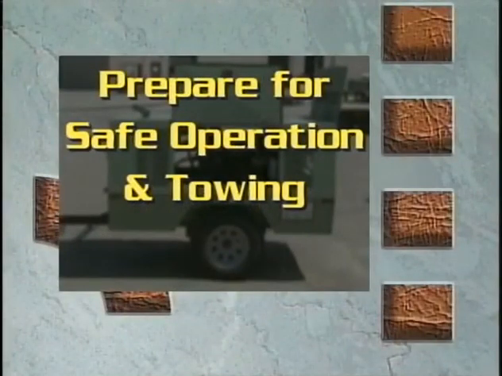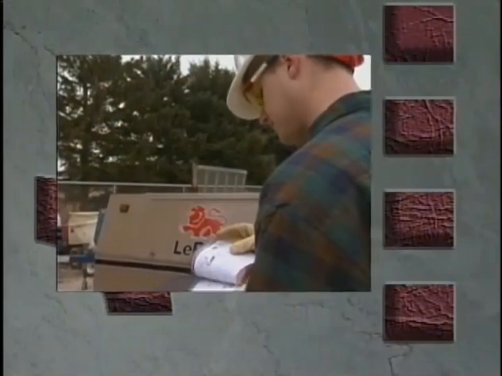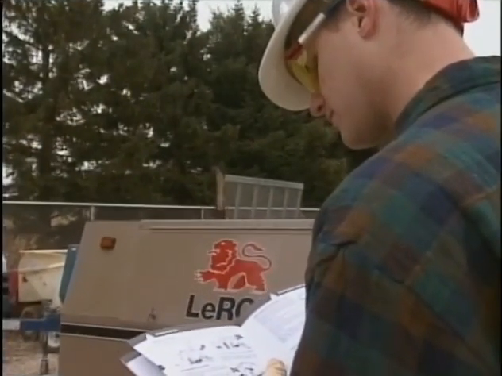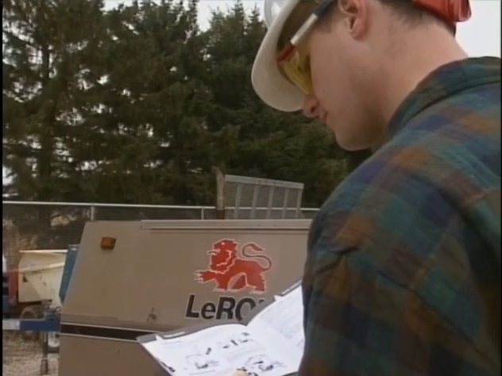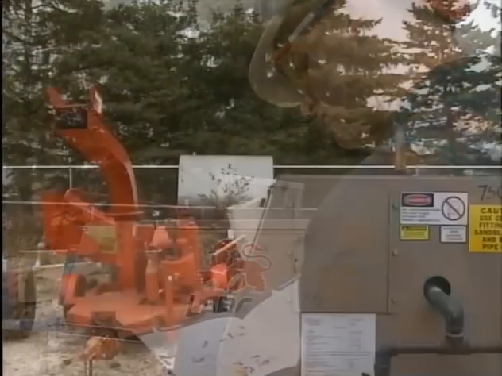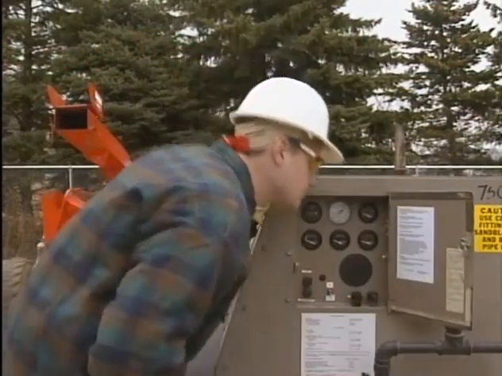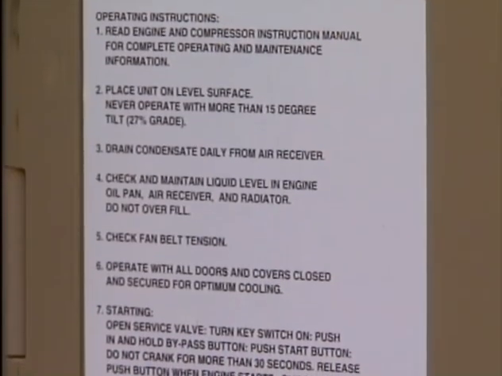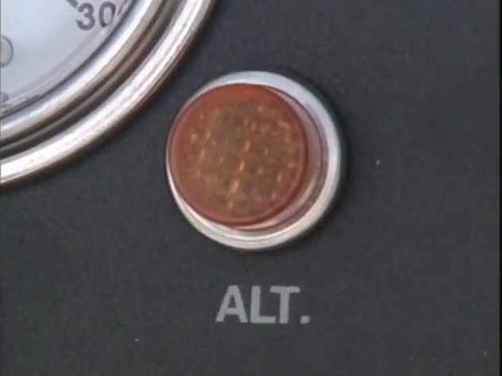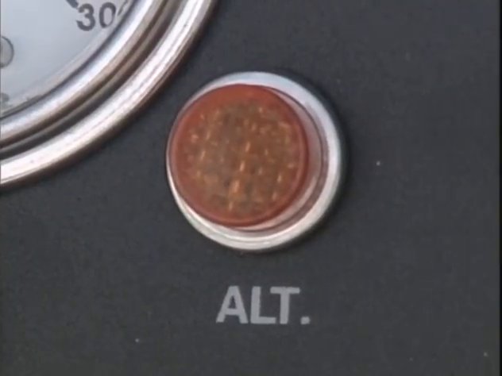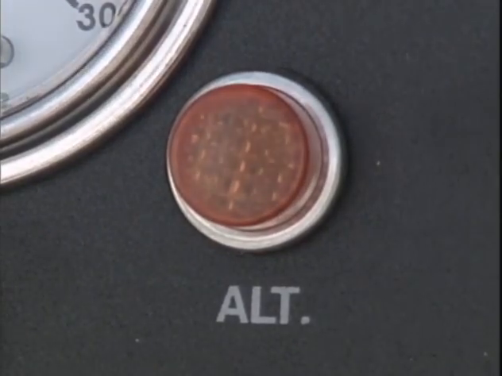Prepare for safe operation and towing. Learn to be safe. Study the operator's manual and other information furnished with your air compressor. Learn your machine's operating and maintenance characteristics, capacities, and limitations. Learn the location and function of all controls, indicators, and warning devices. Be familiar with the safety devices and instructions on your machine. Learn to recognize the machine's warning and safety signals. They will alert you to conditions that may make it hazardous to continue operating.